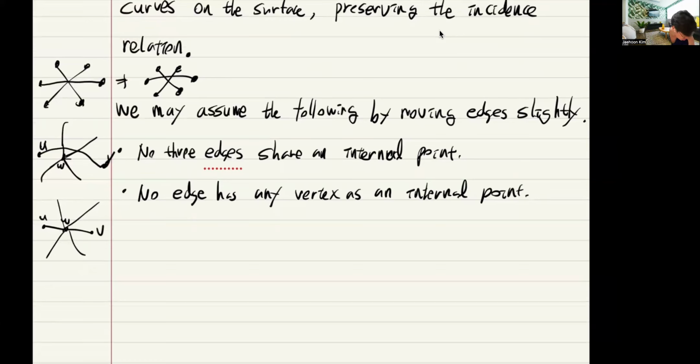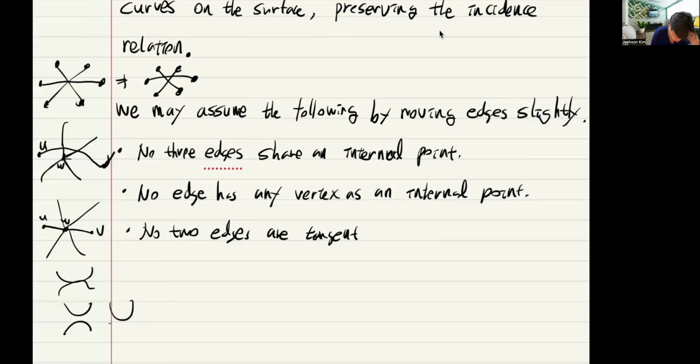So that's possible. And no two edges are tangent. We can assume that. If there are two tangent edges, you slightly move them, and they are either apart or crossing this way. So both don't matter.